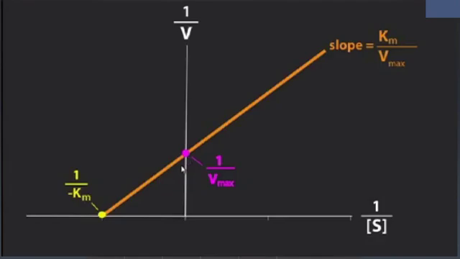If you increase the y-intercept, you have a lower Vmax because these are inversely proportional. If the x-intercept moves to the right, it means you have a higher Km, which means a higher concentration of drug is required to reach half Vmax or to reach EC50. It means it's a less potent drug.